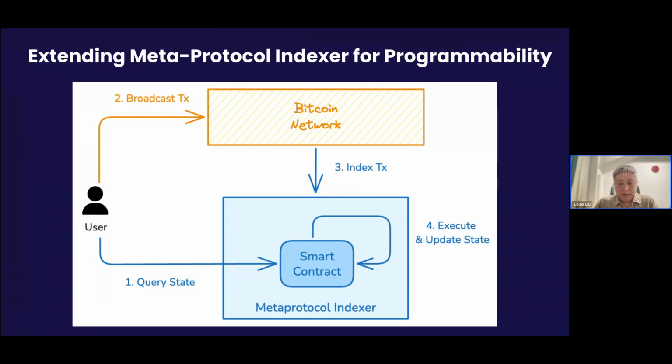The major weakness of this indexer extension solution is, there are two major weaknesses. One is latency. As you can see, a Bitcoin transaction needs to be included into a block and then be executed inside the indexer. So it usually takes 10 minutes or even 20 minutes to finish the execution.